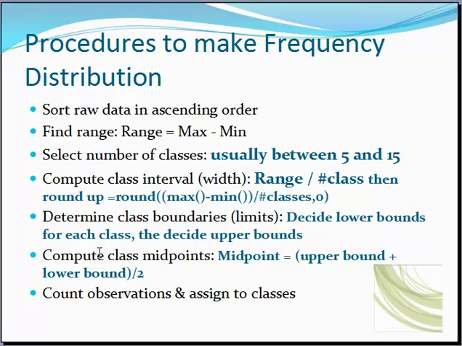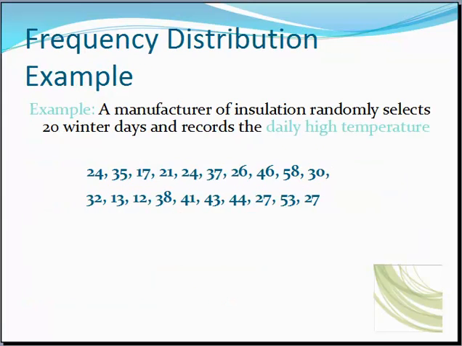After we set our upper bound and lower bound for each class, then we can count our observations and assign frequency to each class. Then followed by that, we can compute relative frequency, cumulative frequency, and percentile. Now let's see the example.